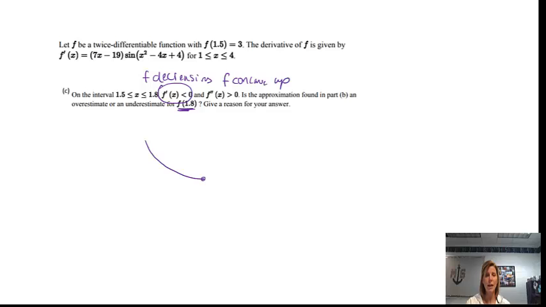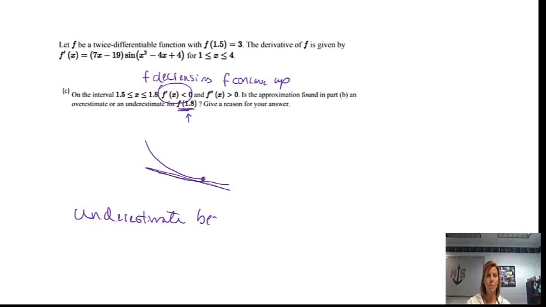So if I drew a tangent line, because it said we use the tangent line to approximate f of 1.8, the tangent line would be underneath the graph. So if the tangent line is underneath the graph, we would expect our answer to be an under approximation because the tangent line is under the graph. So I'm going to say this would be an underestimate.